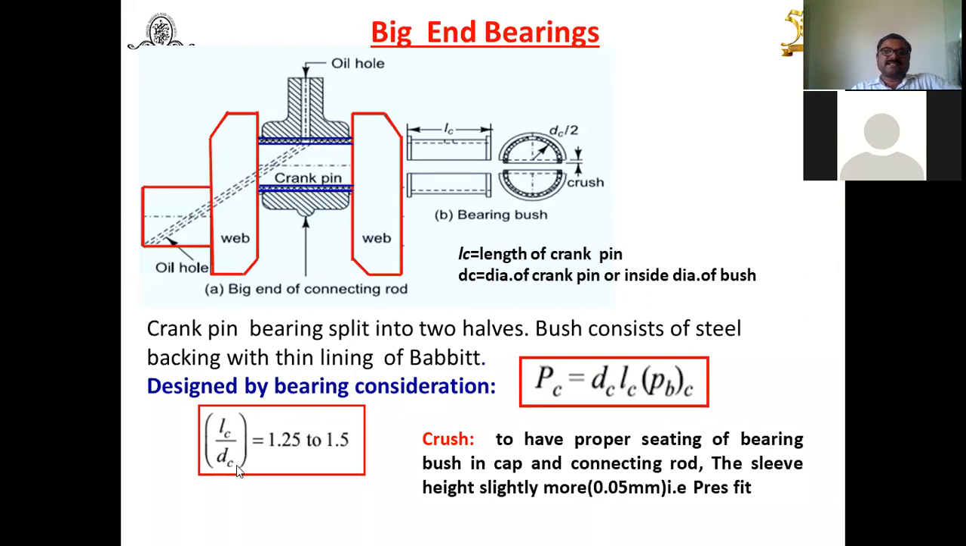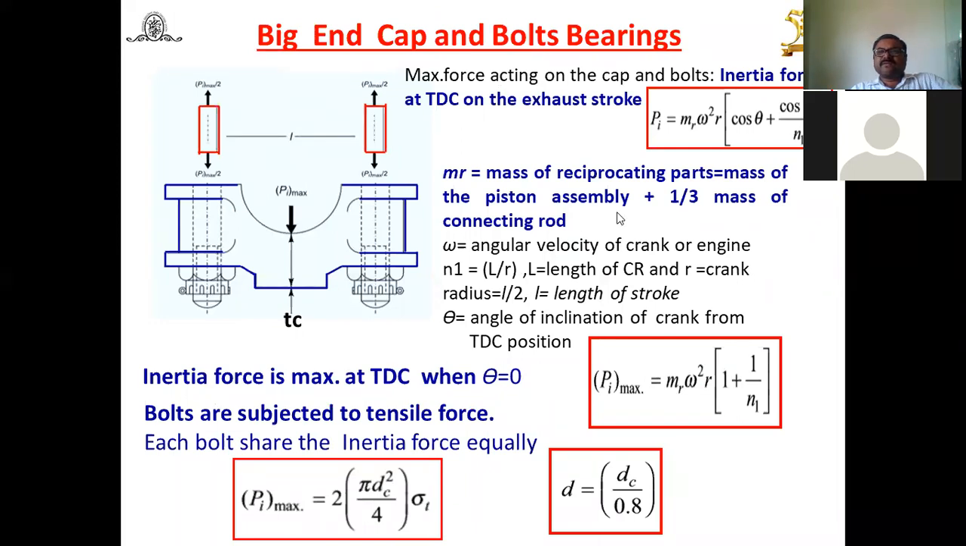But in this case, the LC by DC ratio is in the range of 1.25 to 1.5. From this, you will get DC or LC. That means you will get the dimensions of this bush or the bearing. Now let us see how to find out the dimensions of the bolt. Here the half part, or the bottom part, is known as the cap, because the large end is divided into two parts.